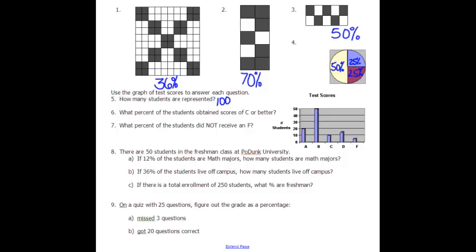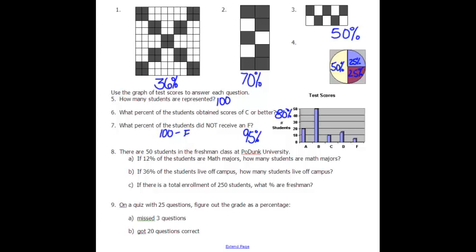What percent of the students then received a C or better? So a C or better means they got a C, a B, or an A. And if you add that up, do the work on your own, please. It's 80%. What percent of the students did not receive an F? So a nice way to do this is to take the number that did receive an F and you do 100 minus the students that did get an F. And so only 5 students got an F, thankfully, and that's 95% did not get an F.